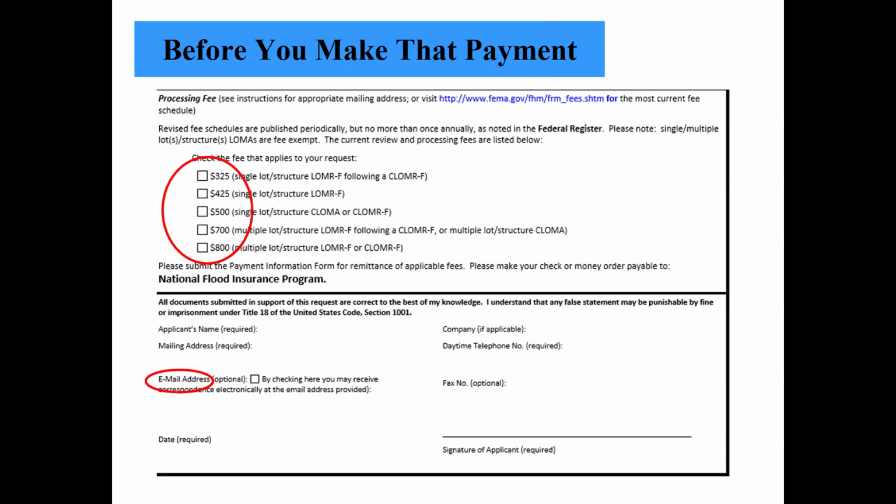And then before you make a payment, make sure you're doing the right one. As I said, the LOMA does not have a payment, but it looks like the CLOMA does, or CLOMR-F, so that's $500. Again, LOMAs are free. LOMR-F following a CLOMR-F is $325, whereas if you don't do a CLOMR-F, it's $425. And then multiple lots or structures, 700, multiple lots or structures for LOMR, CLOMR. So you can read through them. So you have these different payments that need to be made depending on what you're applying for. And then, of course, include your email address on that.